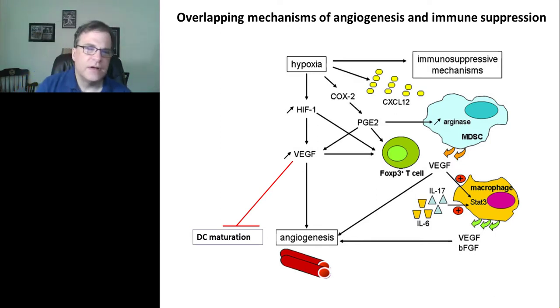And so we know hypoxia increases HIF-1 alpha, VEGF. VEGF itself can be a very potent regulator of dendritic cell maturation. Other cells, such as myeloid-derived suppressor cells and macrophages, make VEGF and suppress the immune system. So there's a role for potentially those molecules in suppression of the immune system.